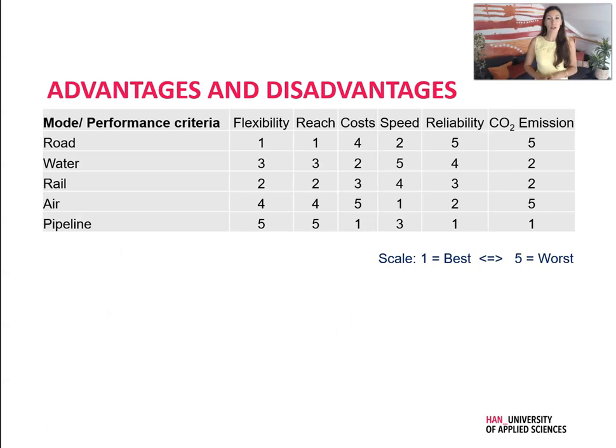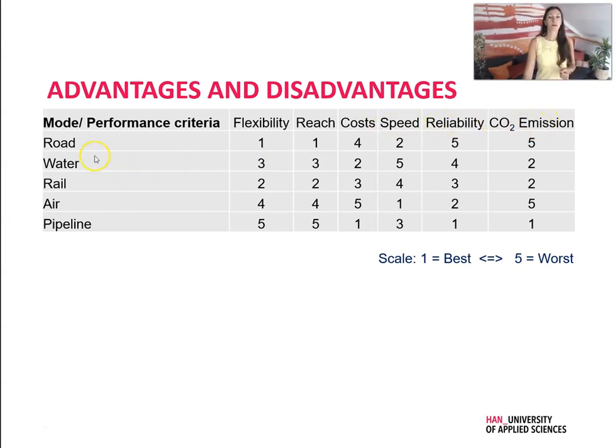Lastly, one of the most important slides for you: this is where the advantages and disadvantages of our 5 transportation modes are compared on these 6 dimensions. Flexibility, so the amount and types of product that can be shipped. Reach, how specific the location can be that is reached. Cost, speed, reliability, and then CO2 emission.